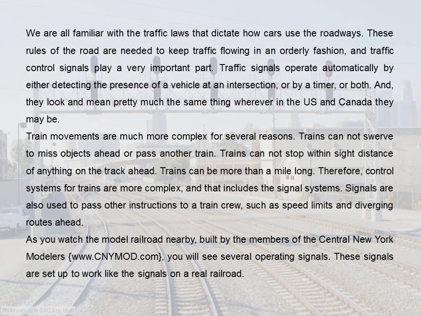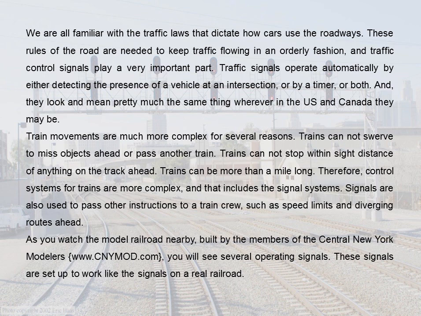We are all familiar with the traffic laws that dictate how cars use the roadways. These rules of the road are needed to keep traffic flowing in an orderly fashion, and traffic control signals play a very important part. Traffic signals operate automatically by either detecting the presence of a vehicle at an intersection or by a timer, or both. And they look and mean pretty much the same thing wherever in the US and Canada they may be.